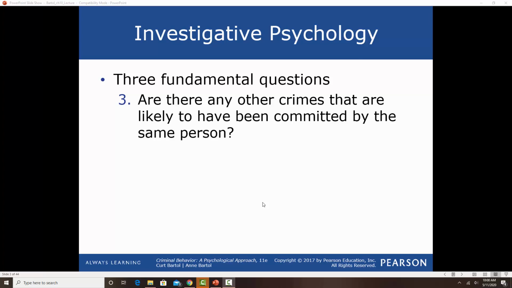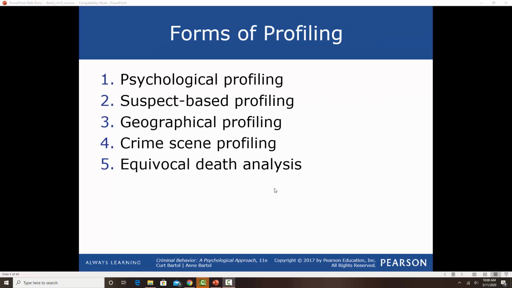What information, what evidence, what MO, what signature can allow us to connect cases together? And that would be for serial offenses. So here in the United States, we call investigative psychology criminal profiling.